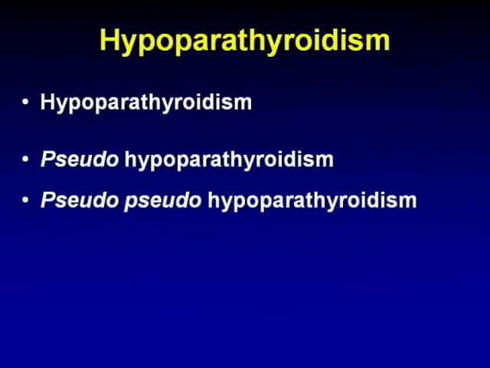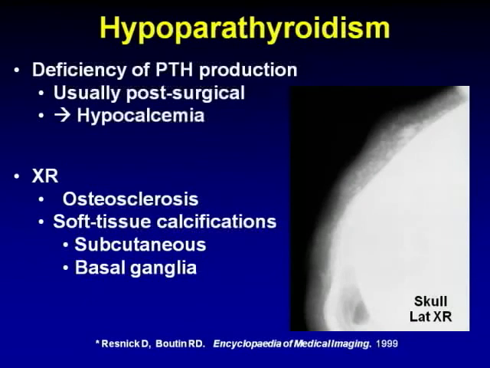We won't spend as long on the remaining entities, but I did want to mention hypoparathyroidism and the close relative pseudohypoparathyroidism and pseudopseudohypoparathyroidism. With hypoparathyroidism, there's a deficiency in PTH production. Most commonly, it's post-surgical, and it tends to result in hypocalcemia. What do we look for on our imaging exams? Well, osteosclerosis and soft tissue calcifications are the cardinal features.